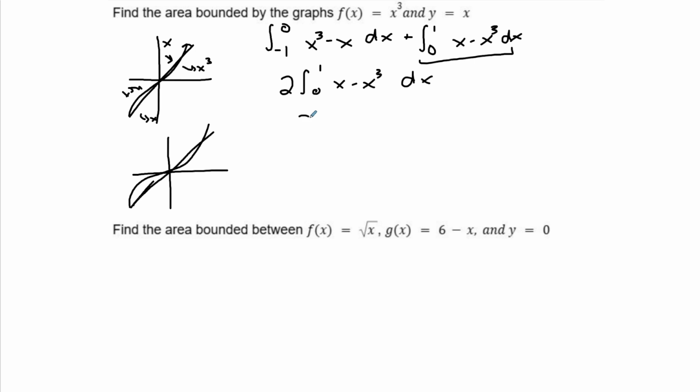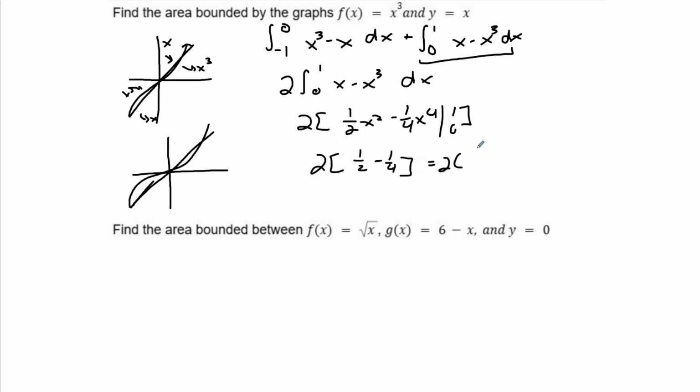Now we're going to evaluate it. So 2 times 1/2 x squared minus 1/4 x to the 4th, evaluated from 0 to 1. So then we would just have 2 times 1/2 minus 1/4, which would give us 2 times 1/4, or 1/2.